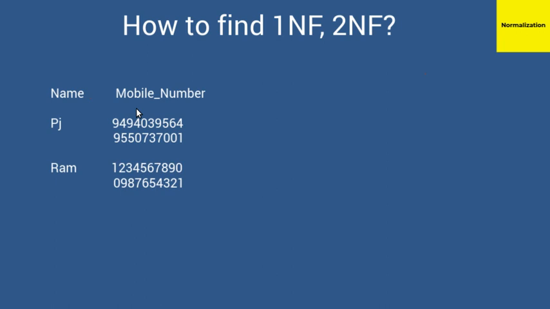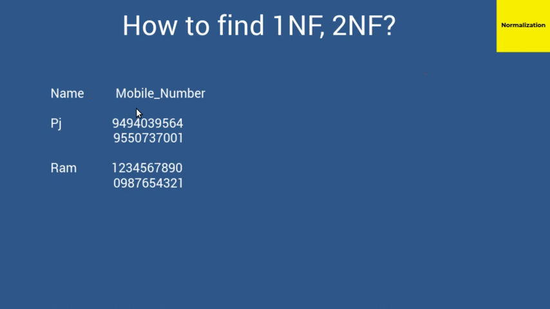So what are the types of normalization? There are four major types of normalization. The first one is 1NF, then 2NF, 3NF and BCNF. These are very important from the perspective of GATE level. You can easily score 2 to 3 marks every year.